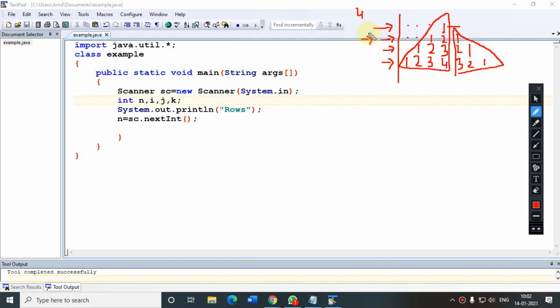So now, the first loop we will put is for rows. Second is for printing blanks. Third loop is for printing the right side pattern, which comes immediately after the blanks. And for the left side pattern we need one more loop. So total how many loops are we going to use? 1, 2, 3 and 4.